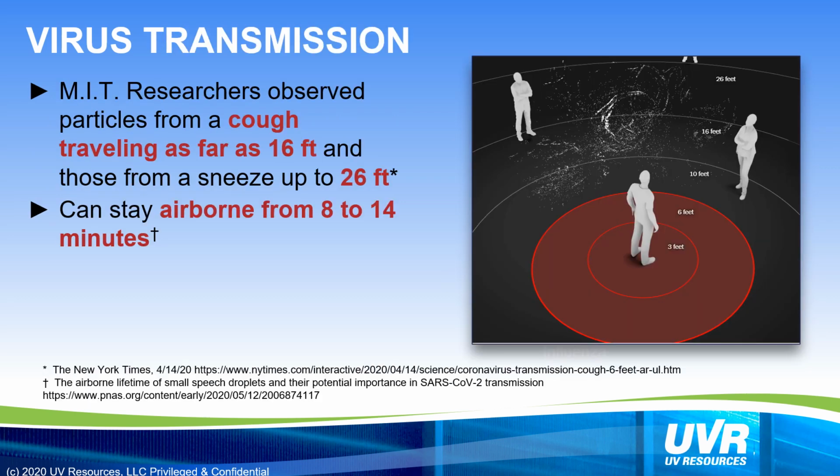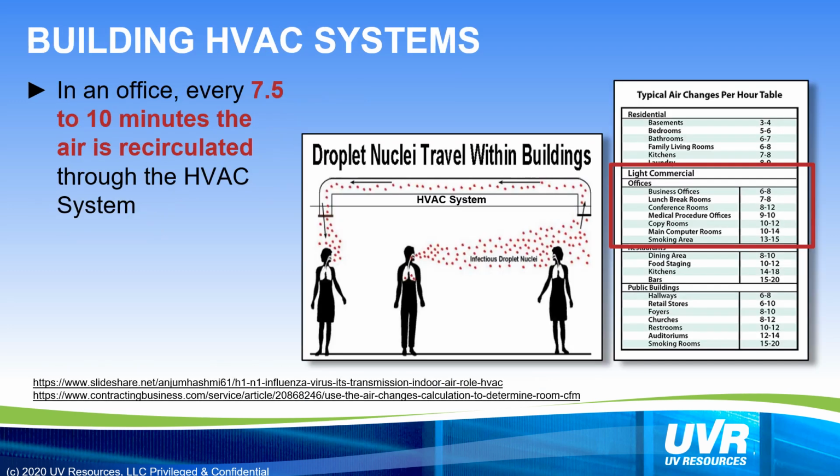So in recent research, they found that a cough travels as far as 16 feet and a sneeze up to 26 feet. And those very small airborne particles can stay up in the air for 8 to 14 minutes. The building ventilation system becomes very important on the transmission of these small particles. If you're designing an office building, let's say an office space of 6 to 8 air changes per hour, you're going to see every 7.5 to 10 minutes the air is recirculated through the HVAC system. These small airborne particles can be brought up into the HVAC system and redistributed throughout the building.